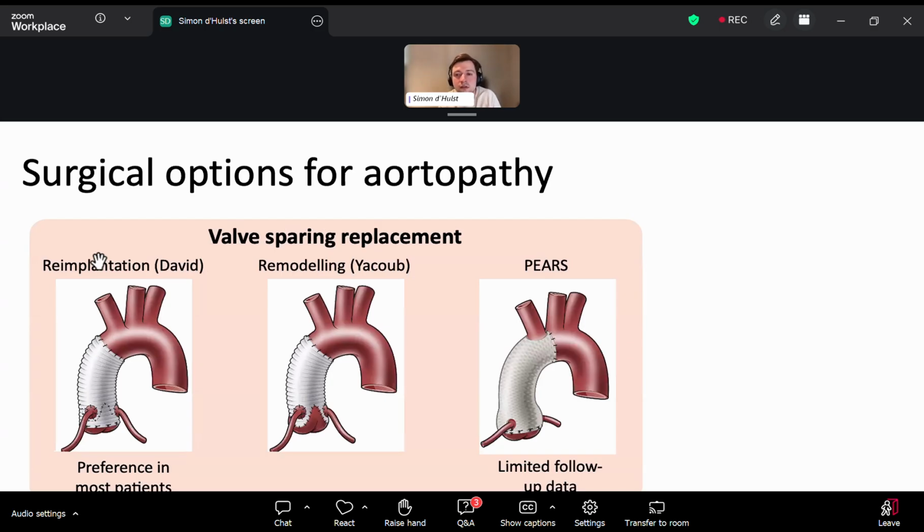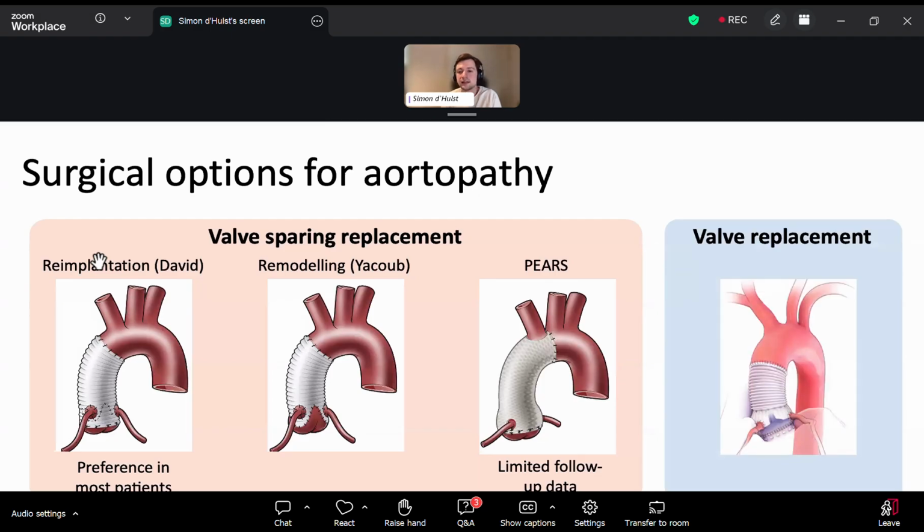Valve-sparing root replacement using the reimplantation or David procedure is preferred whenever this is feasible. The remodeling or Yacoub procedure has a risk of late annular dilation and aortic insufficiency, which is why it is used less. Newer techniques, such as the PEARS or the personalized external aortic root support, as already introduced by Gianluca, in which we place a sleeve around the aorta in order to support it and prevent further dilatation. This has shown very promising early results, but long-term outcomes still need to be evaluated, especially in children.